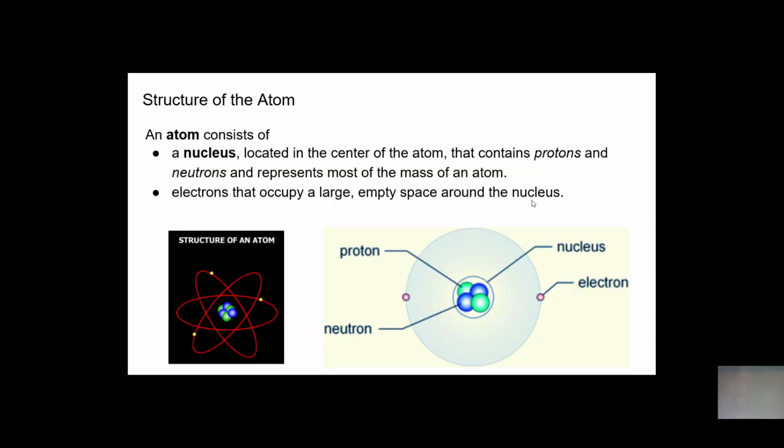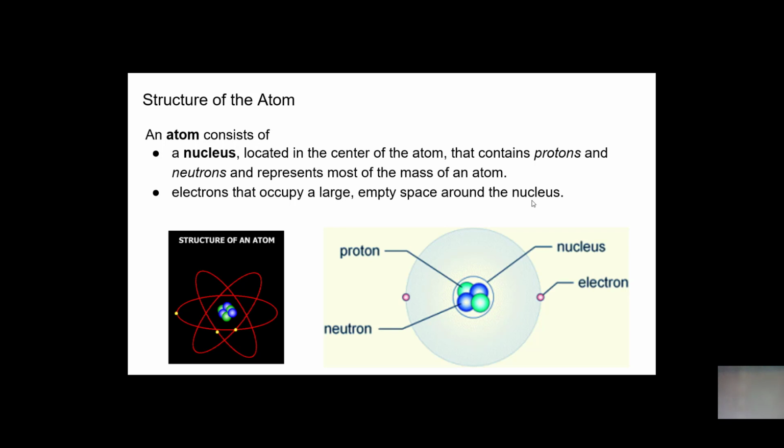So now we get to the structure of an atom. Based on all these experiments, this is now what we have concluded the structure of an atom is. So an atom consists of a nucleus, and in the center of the nucleus are the protons and the neutrons. And then on the outside of this is the electrons. The electrons are on the outside, but they are not very close. So most of an atom is empty space.